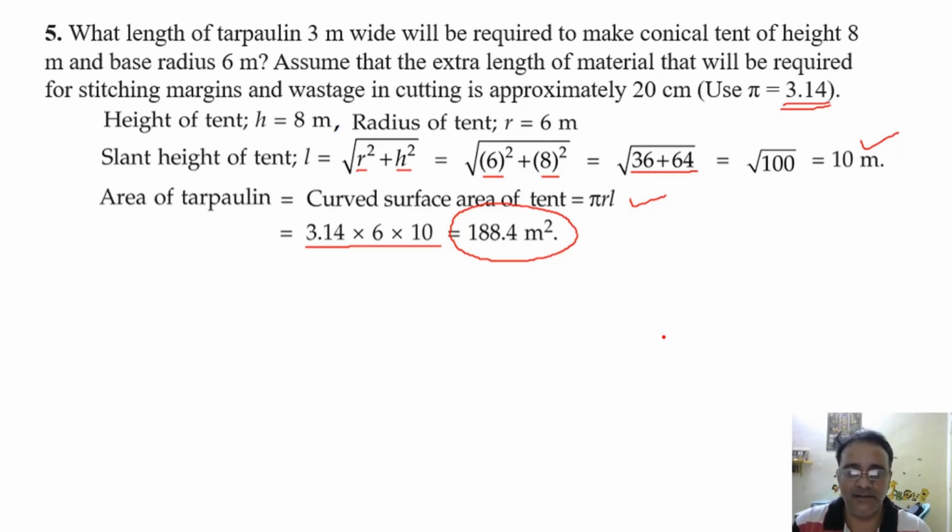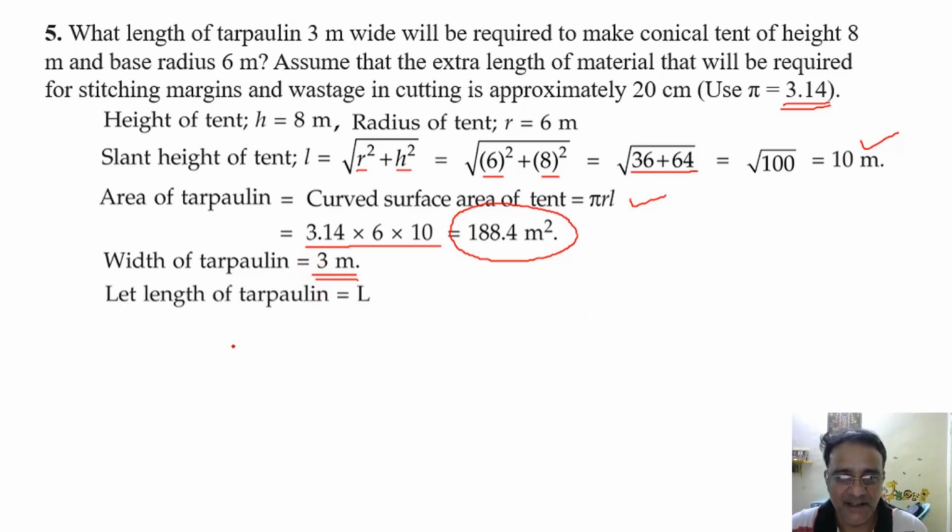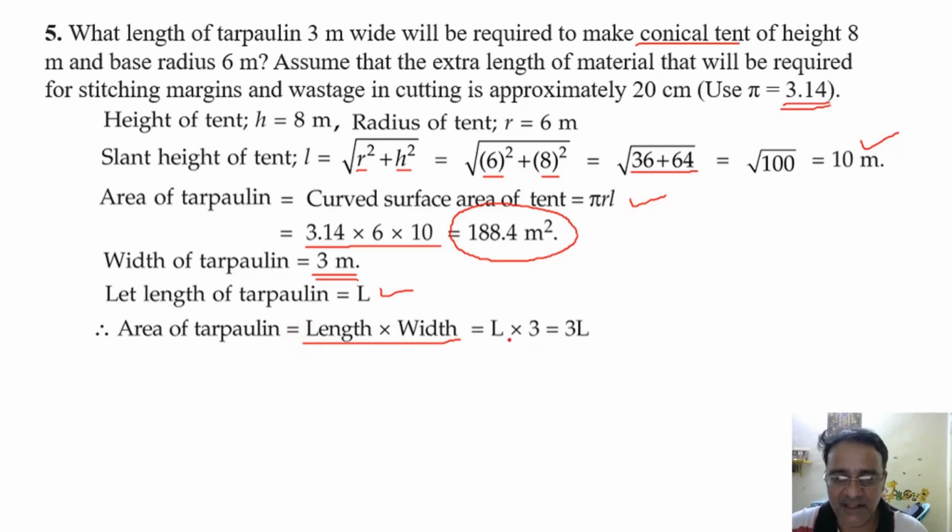And that will be equal to what? The width of the tarpaulin is given, and let the length of the tarpaulin be L. I already told you that the tarpaulin will be in the form of a rectangle, and that much tarpaulin will be used for the conical tent. How much? Curved surface area. So area of tarpaulin is equal to length into width, that is L into 3, that is 3L. Is this clear? And this is equal to 188.4. Now tell me whether this is clear or not.